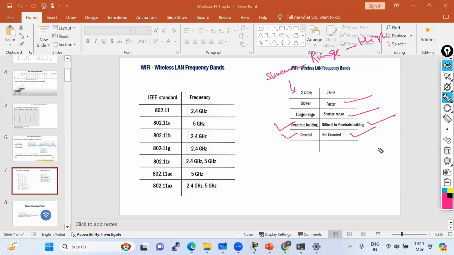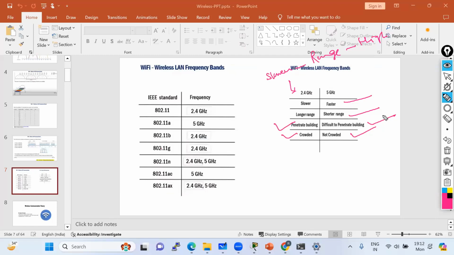So in a nutshell, in very layman language, if you're going to use 2.4 gigahertz, your coverage is going to be very high, but the speed is going to be low. But if you're going to use 5 gigahertz, your coverage is going to be low, and speed is going to be high. That's all. This is the basic difference.